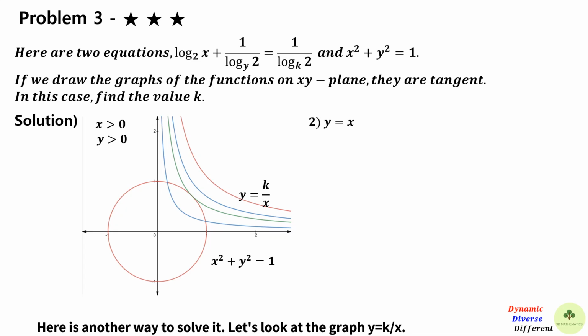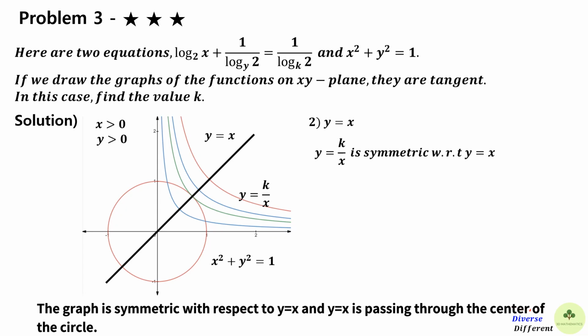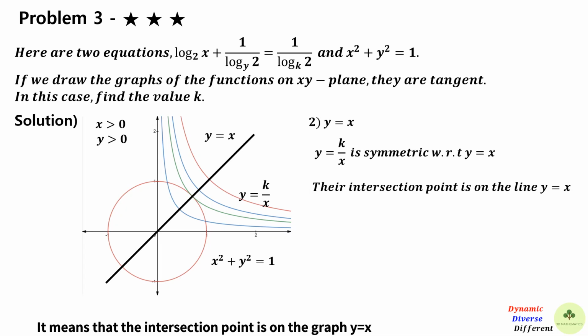Here is another way to solve it. Let's look at the graph y equals k over x. The graph is symmetric with respect to y equals x, and y equals x is passing through the center of the circle. It means that the intersection point is on the graph y equals x.